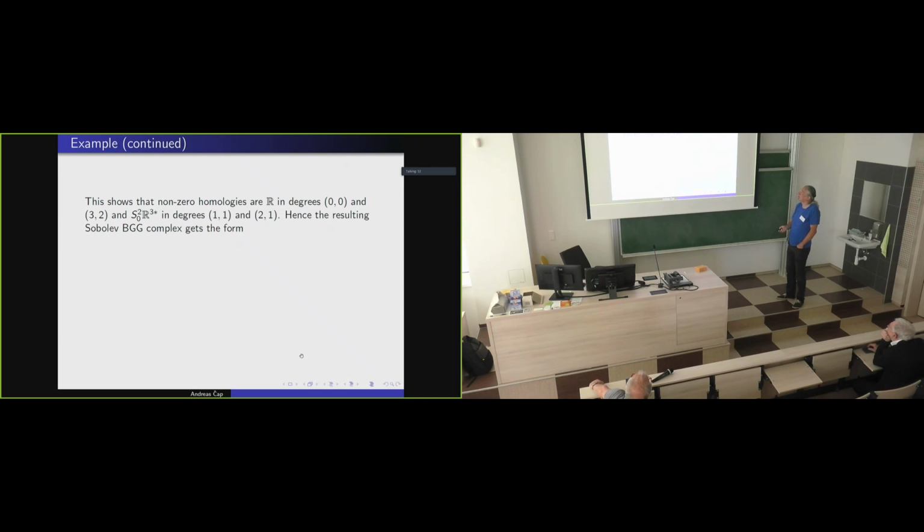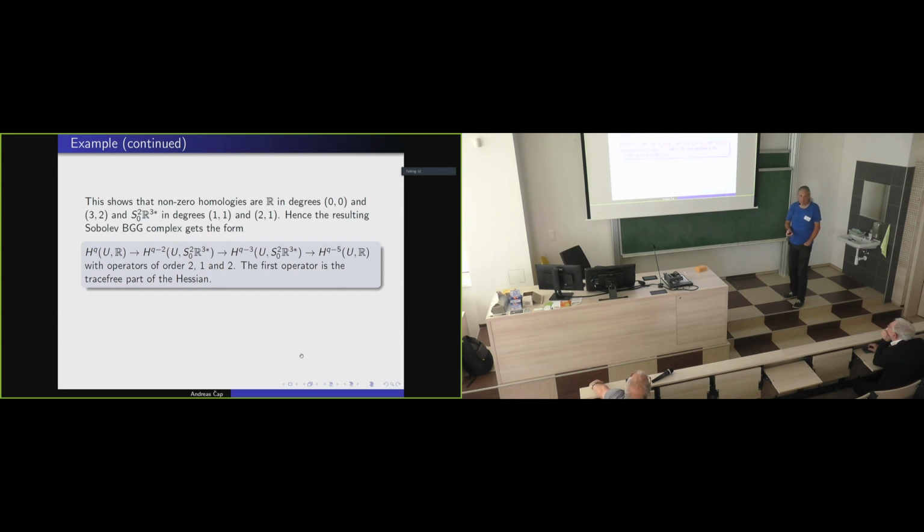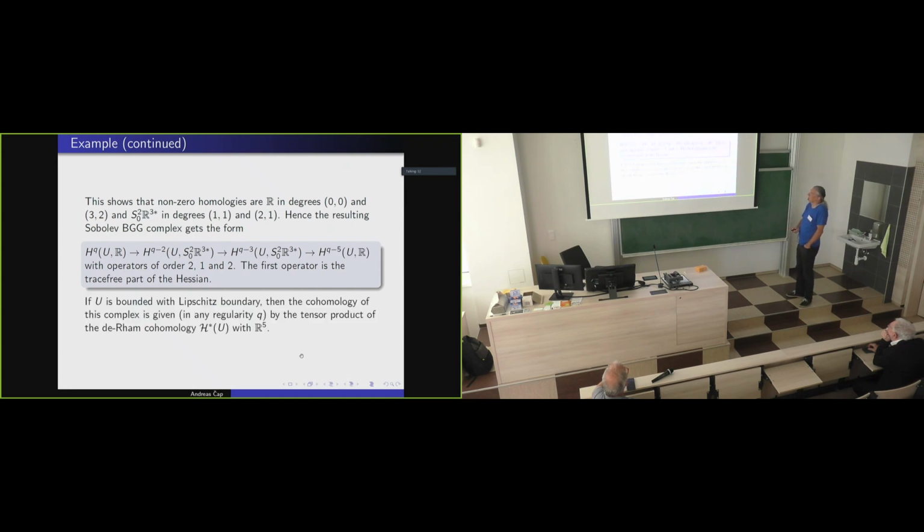So you see that the homologies are just, you can read off the degrees, therefore you can read off the orders of the operators. And you see that the complex that you get looks as follows. You get Sobolev space H^q with real values, H^(q-2) symmetric trace-free tensors, H^(q-3) symmetric trace-free tensors, H^(q-5) real valued, with operators of order 2, 1, and 2. So you also see that the Sobolev indices that come out in the end exactly reflect the orders of the operators, and you can immediately see that the first operator is the trace-free part of the Hessian.